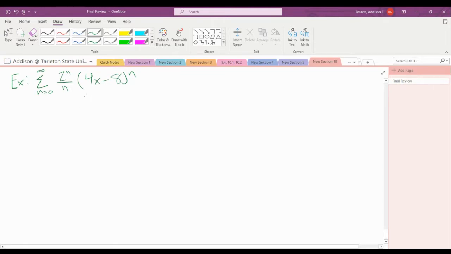So whenever we do our ratio test, we can go ahead and do our n plus 1. So we have 2 to the n plus 1 over n plus 1 times 4x minus 8 to the n plus 1, times the reciprocal of the original. So we can do n over 2 to the n times 4x minus 8 to the n. We can get ready to take our limit.